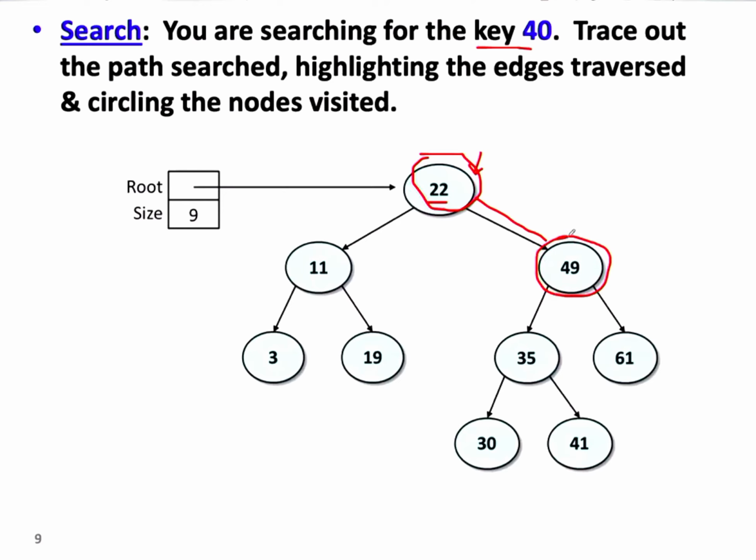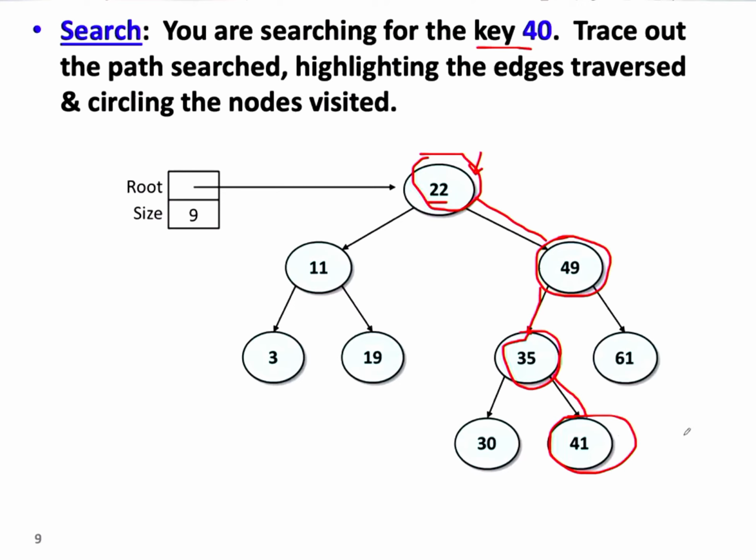The next node is 49. Now we do another comparison. 40 is less than 49, so in this case, we go to the left side. Great. So we go out this edge. Then we come to 35. Now 40 is greater than 35, so we're going to go again to the right side. And now we've hit 41, right? So what happens here?